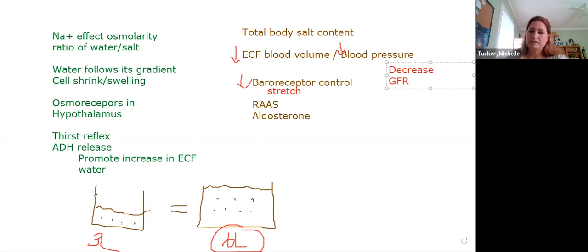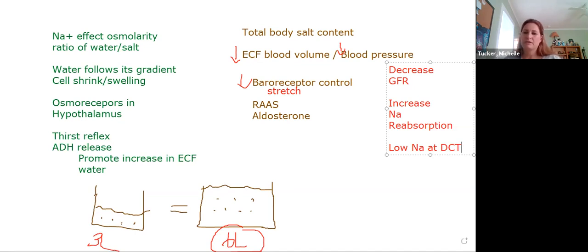You decrease glomerular filtration rate, you increase sodium reabsorption by the tubules because it's slow. It has a lot of time to pull the sodium back out. When you increase sodium reabsorption, you end up with low sodium at the distal convoluted tubule. So by the time you go through the loop of Henle and you're coming back up, the filtrate concentration is low.